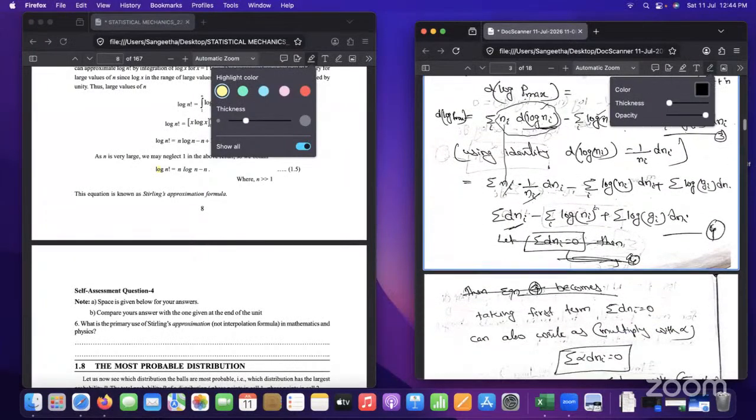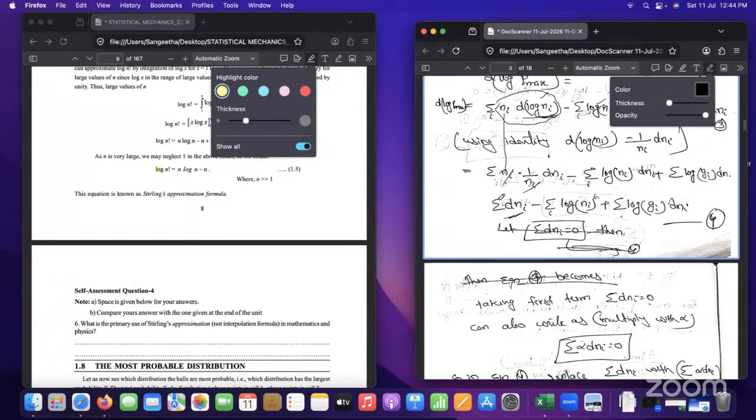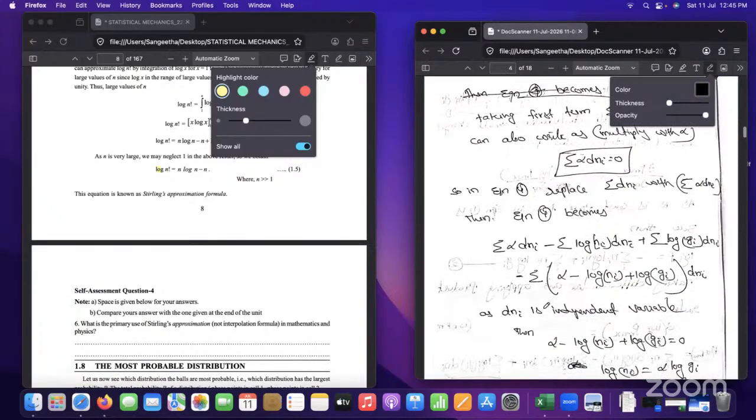Plus the third term is written as it is. Afterwards, what we are doing is this: whatever sigma of d of ni is there, I am rewriting it as sigma of alpha times d of ni. The first term, sigma of d of ni, is written as sigma of alpha times d of ni, and I am substituting that term. So in place of sigma of d of ni, I am writing sigma of alpha times d of ni, and the remaining two terms are as they are.